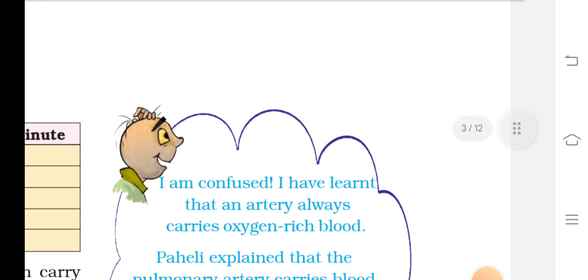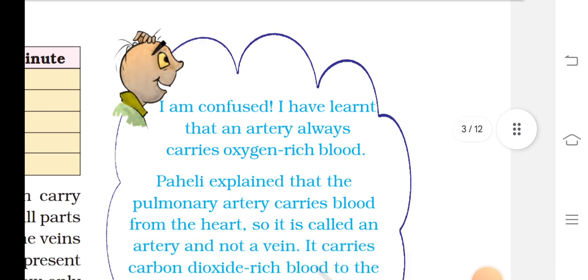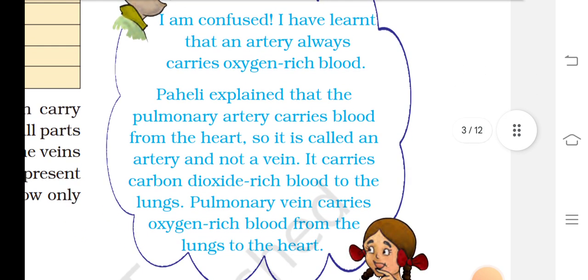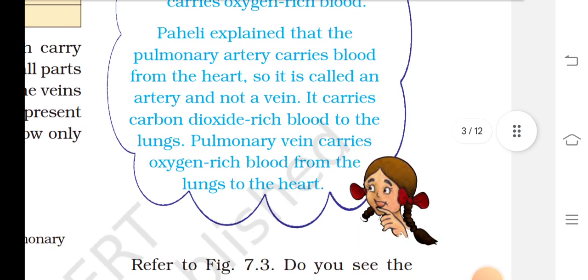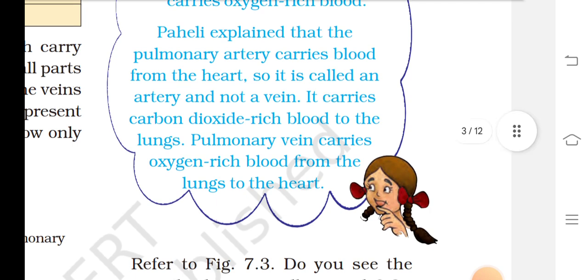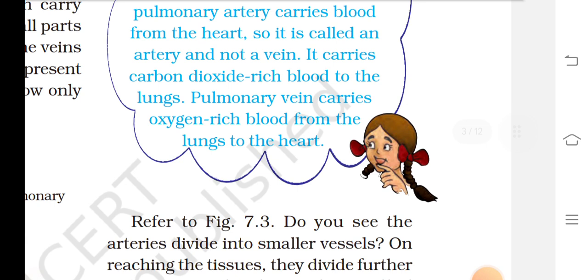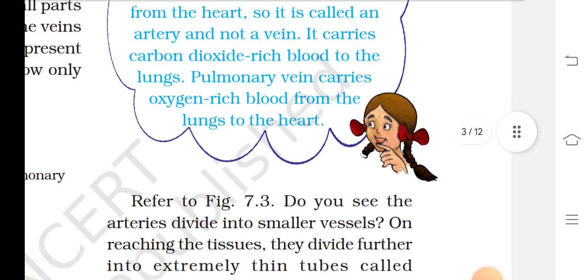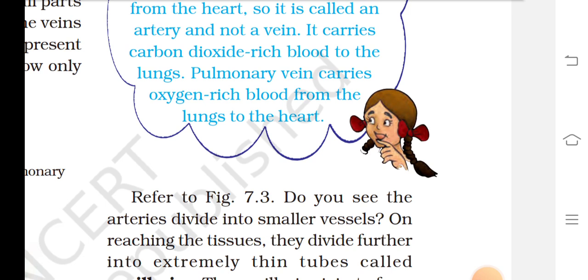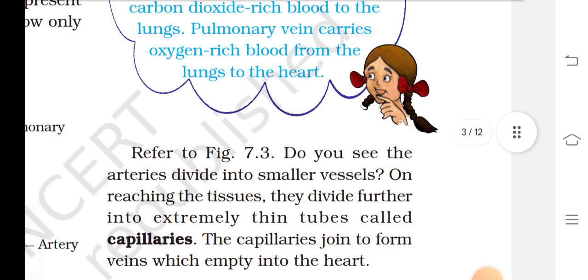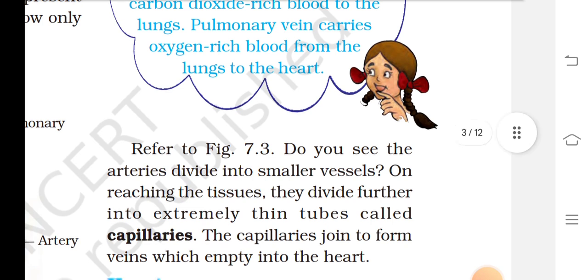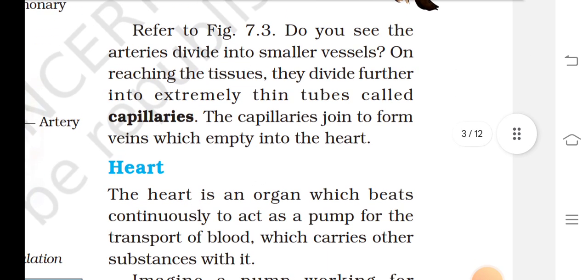I am confused. I have learned that arteries always carry oxygen-rich blood. Paheli explained that the pulmonary artery carries blood from the heart, so it is called an artery and not a vein. It carries carbon dioxide-rich blood to the lungs. Pulmonary veins carry oxygen-rich blood from the lungs to the heart. Refer to figure 7.2.